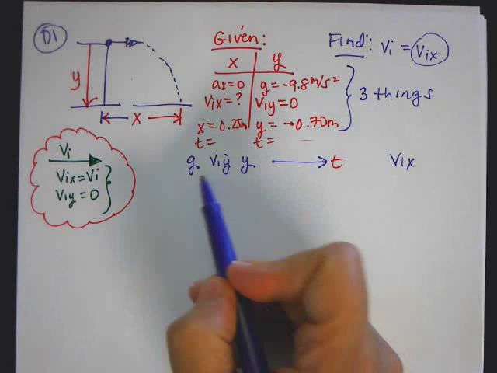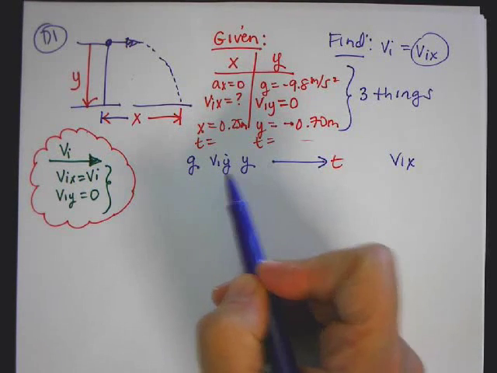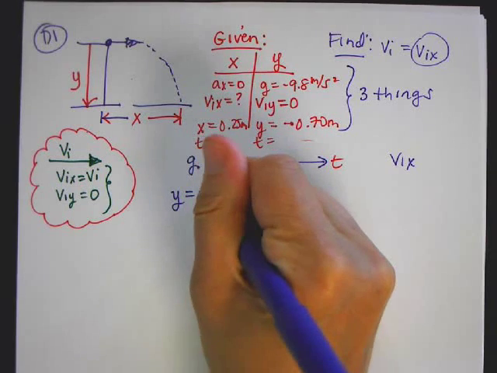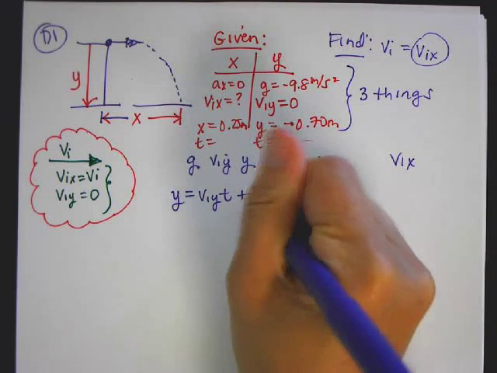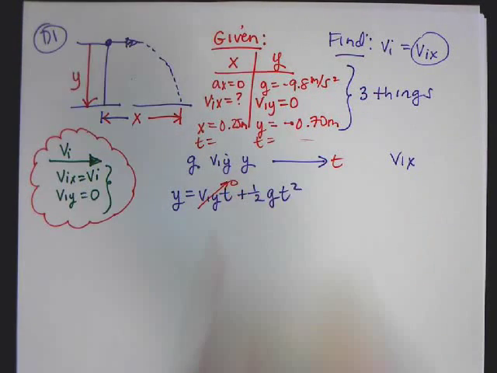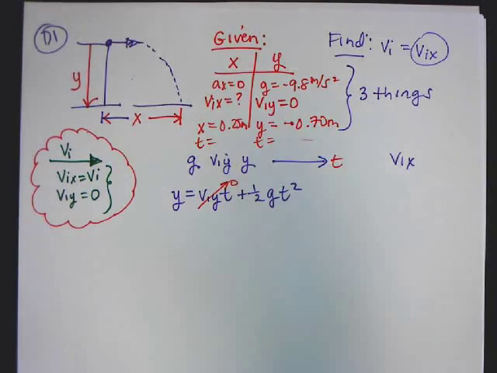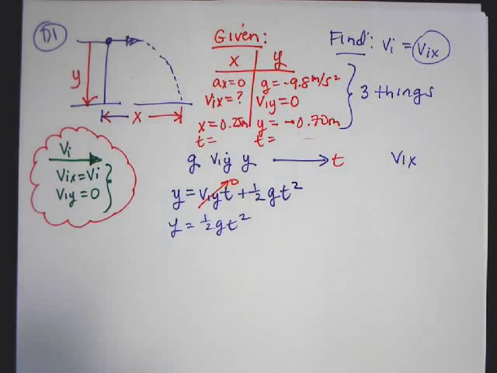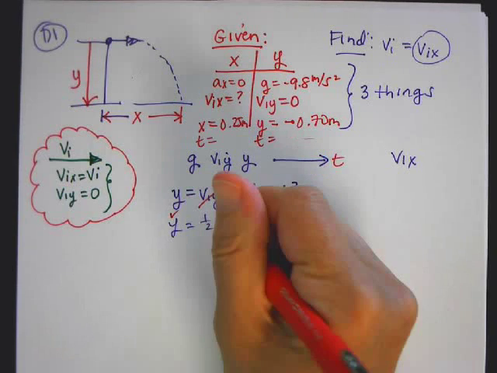G, VIY, y, and t. So that's my equation. Y is equal to VIY t plus 1/2 g t squared. I know that VIY is 0 only in these types of projectiles. So I have y is equal to 1/2 g t squared. And I know I have y and I have g, so I can find t.